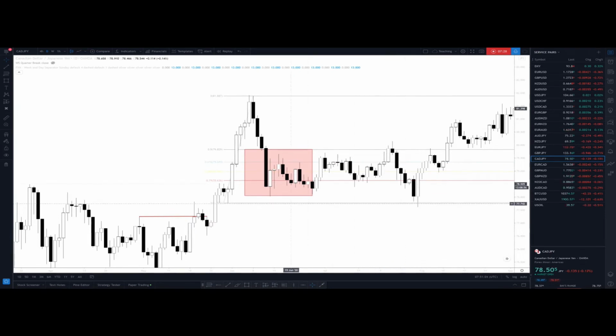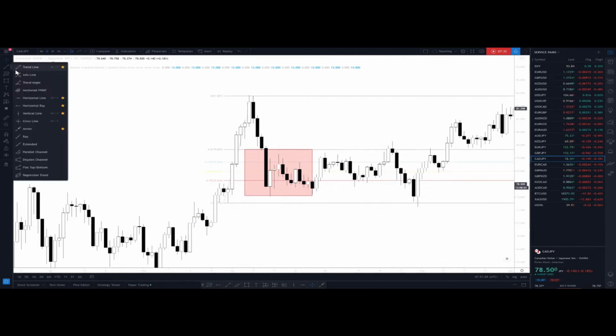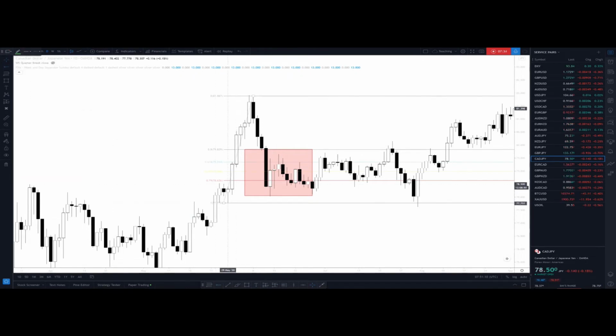Okay, and in here there was a stop run. We did a lesson on stop runs, liquidity pools. So if you've not seen that, I suggest you go and watch that as well to understand what actually happened here. So this was a stop run, and then price ran away quickly to the upside.